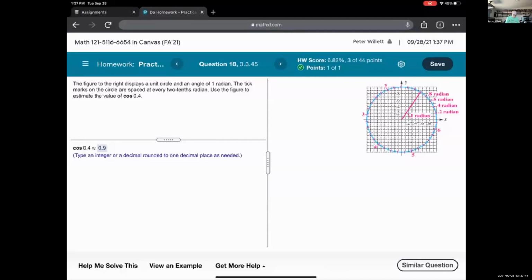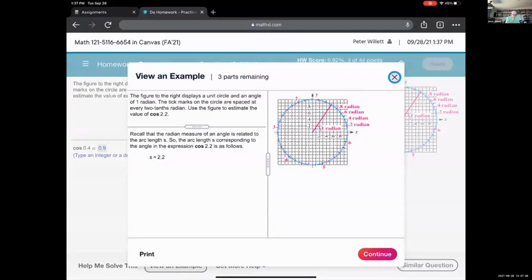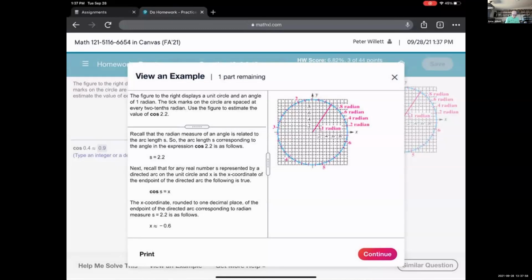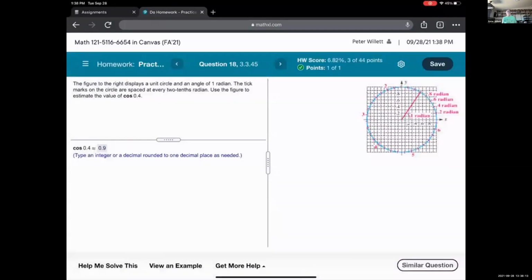What if we had looked at the example here? I wonder what that looks like. View an example. So in this case, they had 2.2, and they would have said cosine S equals X. So that means it's the X coordinate of the endpoint. So they're at least trying to say that. But they're not drawing that on the picture or showing how they got the negative 0.6. So it's the right idea, but they didn't follow that up with a diagram of what they're doing. So I think it's helpful, but not ideal. Better than nothing.